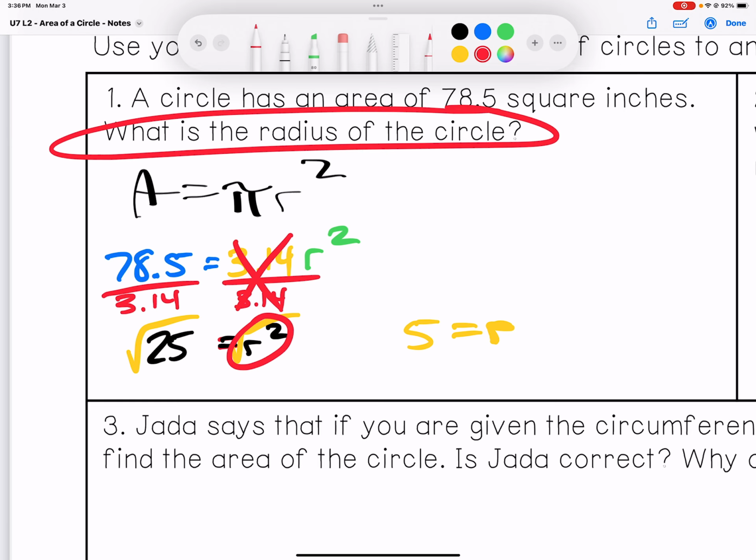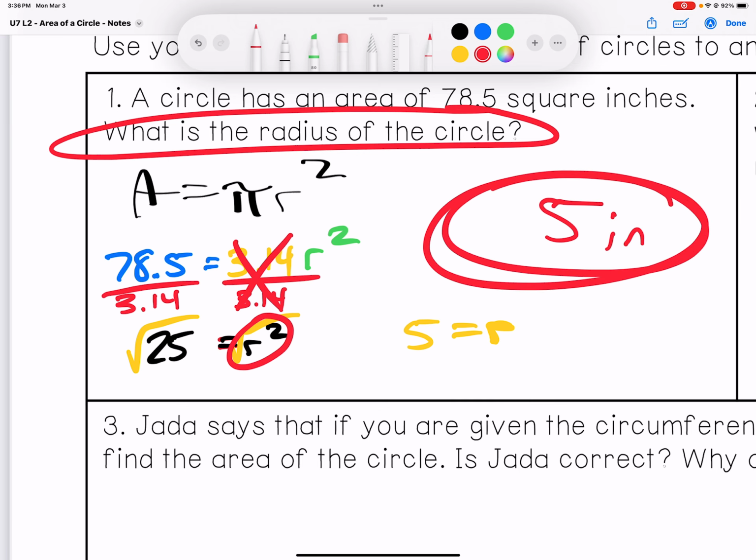So what is the radius of this circle? It is 5 inches. It's not asking what the area is, so the answer is not squared, okay? They're just asking what the radius is. The radius is not squared.